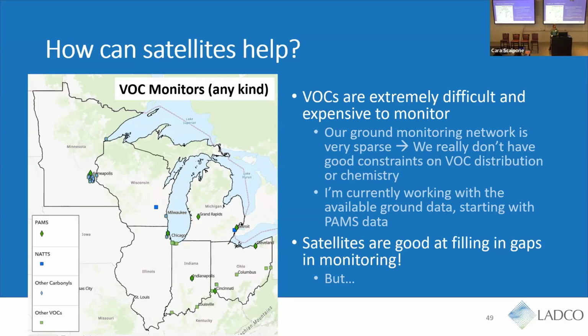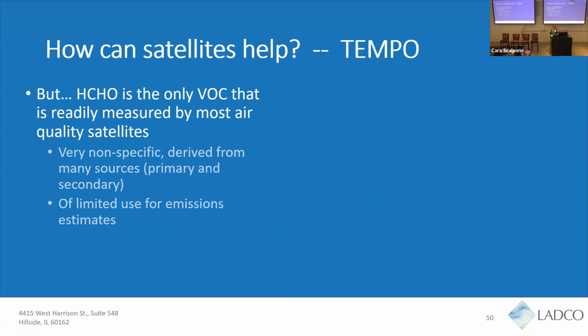I mentioned I'm working with PAMS data, which is very limited, but kind of the best we have on the ground. Of course, you can see where I'm going with this. Satellites are good at filling in gaps between monitoring. That's where they could be really useful. However, right now we really only have formaldehyde that's routinely monitored by most satellites, which is really useful for a lot of things. Arlene was talking about some of the ways you can use it, but if we're trying to get at emissions, it's very non-specific.